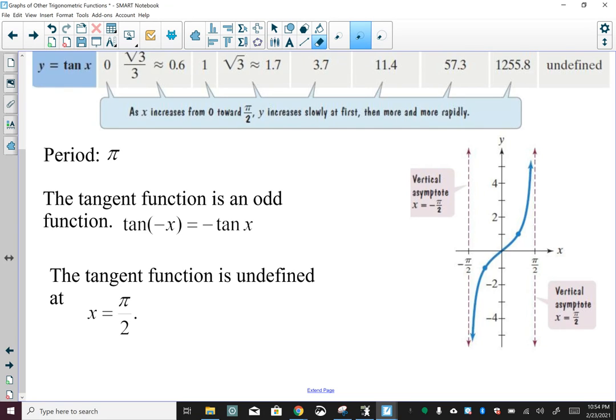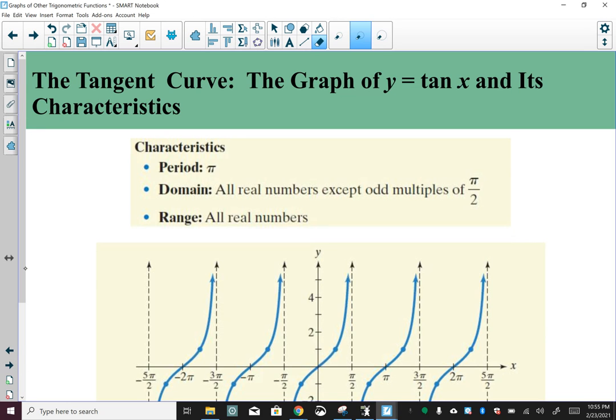With your tangent, first thing, it is going to be an odd function. Remember, I told you about odd and even functions. The only two even functions are cosine and secant. Everything else is odd. If I take this piece right here and flip it over the origin, it matches up onto this bottom piece, which makes it an odd function. Again, you're undefined where your denominator equals 0. In this case, your denominator equals 0 at your 90 degrees and 270s all the way through.